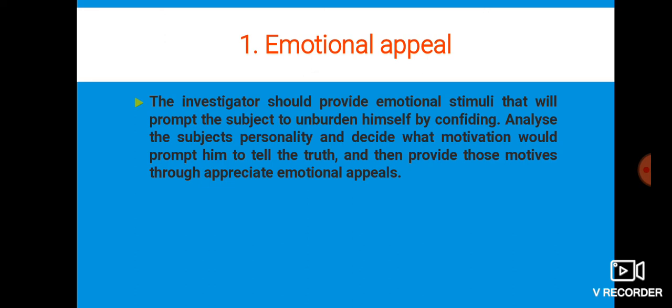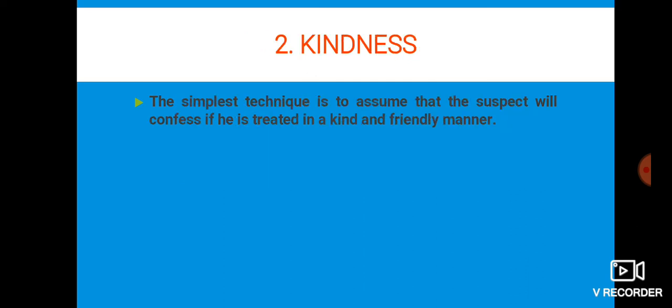Okay, let's now proceed to the number 1 type of interrogation technique: emotional appeal. The investigator should provide emotional stimuli that will prompt the subject to unburden himself by confiding. Analyze the subject's personality, decide what motivation would prompt him to tell the truth, and then provide those motives through appropriate emotional appeals.